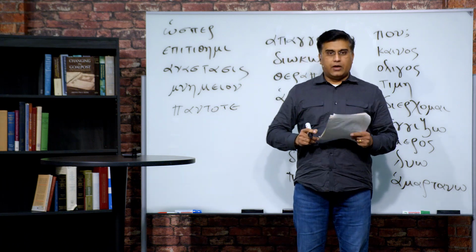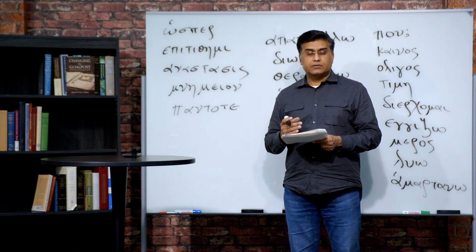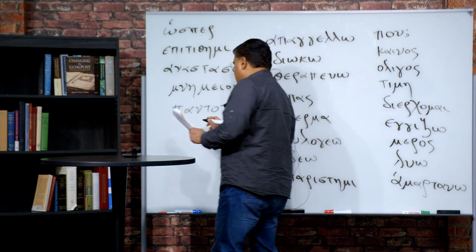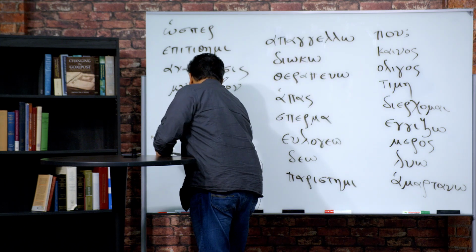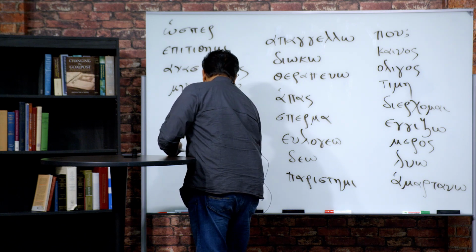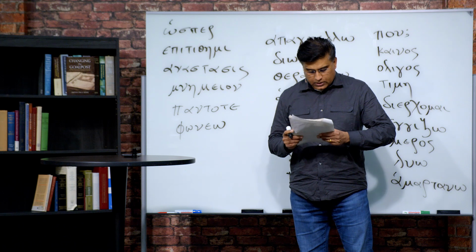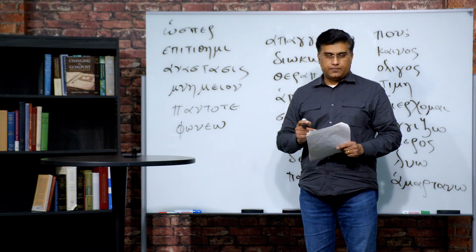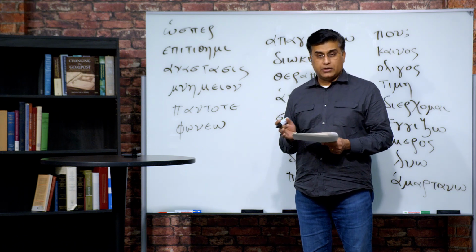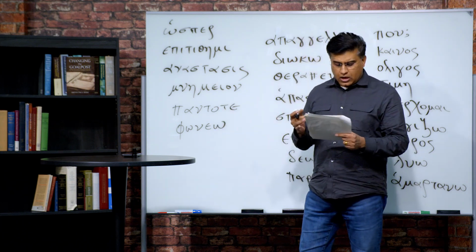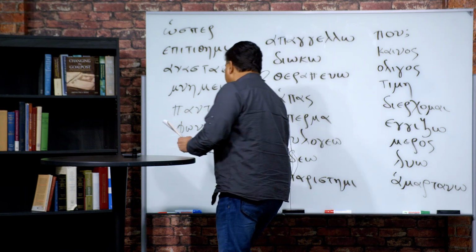Next is phoneo. Just like phonics, phoneo is I call or I cry out. Next is miseo, I hate or to hate. As we get a lot of misogynistic, it is hate. Miseo is I hate.